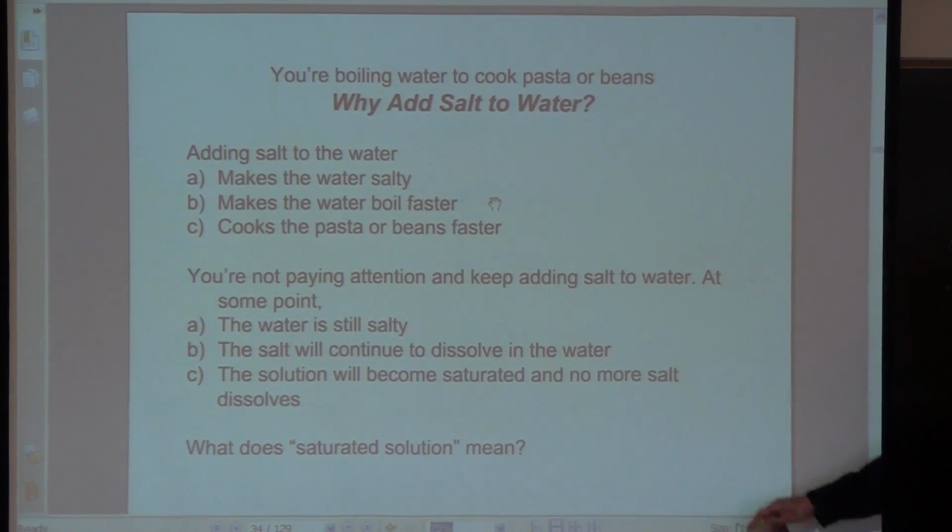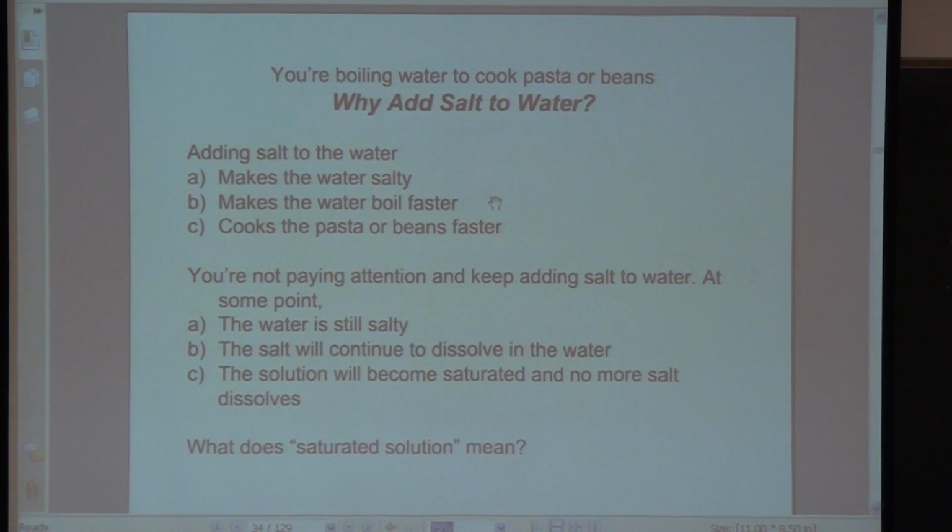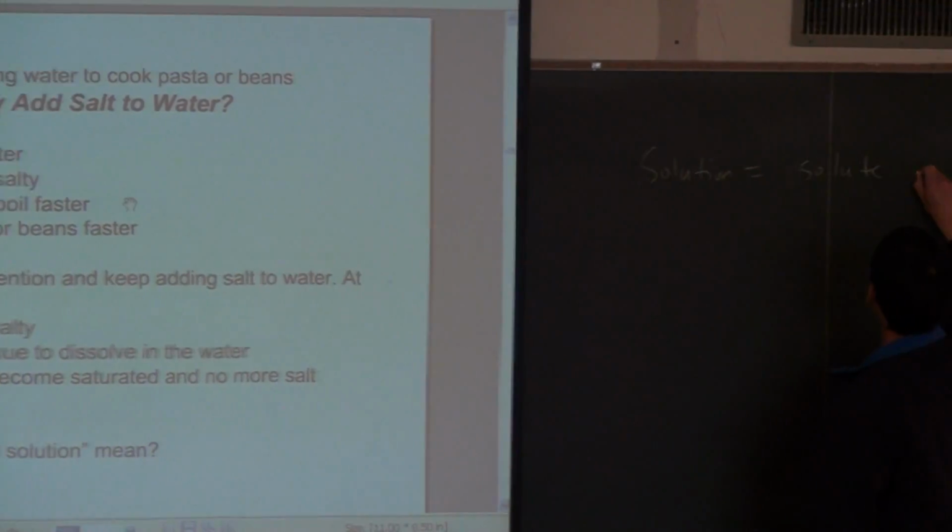Okay, now, what does saturated solution mean? More of the solute than the solvent. George? More of the solute than the solvent. Well, see, maybe we need to do this too. So let's do a couple of definitions. Okay, so we know that a solution consists of a solute and a solvent.